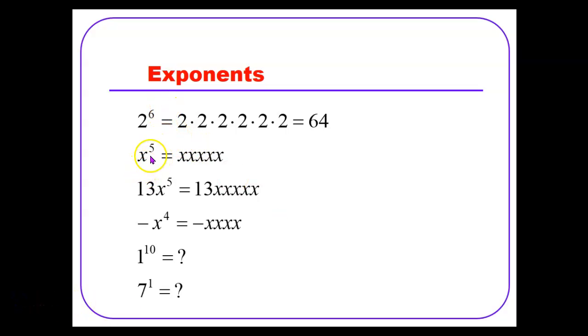X to the 5th power would mean x times x times x times x times x. That is 5 x's multiplied together. If we have something like 13x to the 5th power, the power only applies to the x, not to the 13, because powers or exponents come before multiplication in the order of operations. So 13x to the 5th means 13 times x times x times x times x times x. There's only one 13, but 5 x's.